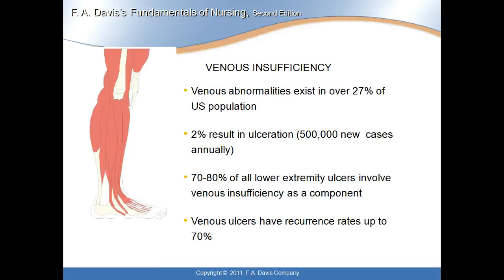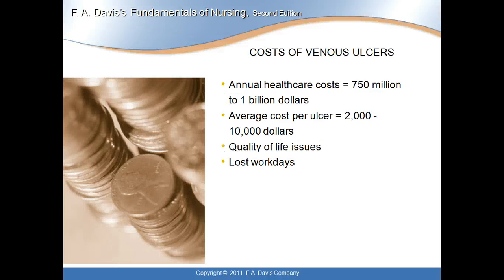So for this portion, which is also contributing to wounds, we have venous insufficiency. Venous abnormalities exist in over 27% of the U.S. population. 2% result in ulceration. 70 to 80% are usually the lower extremities, and they'll involve venous insufficiency as a major component. Venous ulcers have a recurrence rate up to 70%. Usually it's for patients who don't have good venous flow, and then things will break down and it's hard for them to heal. So cost of venous ulcers, we have annual healthcare cost of $750 million to $1 billion.